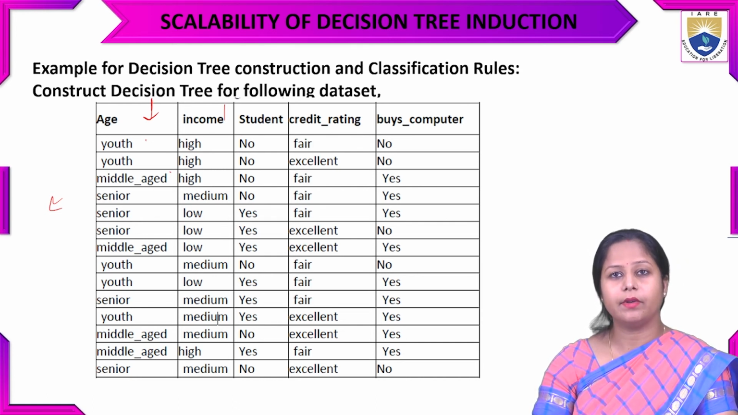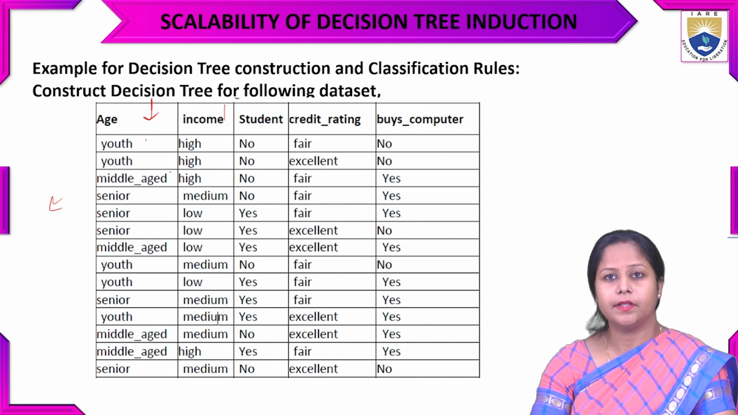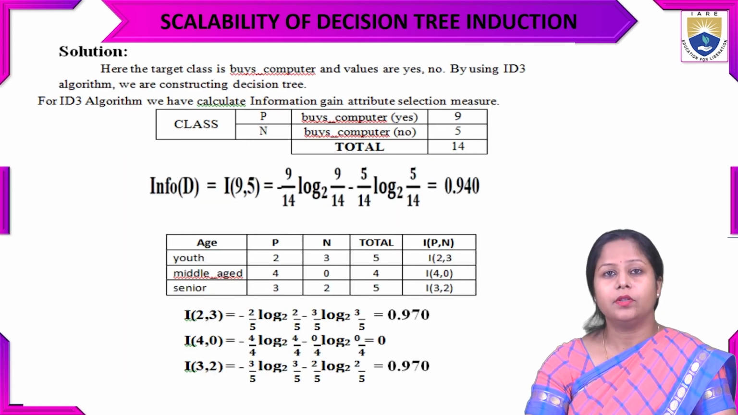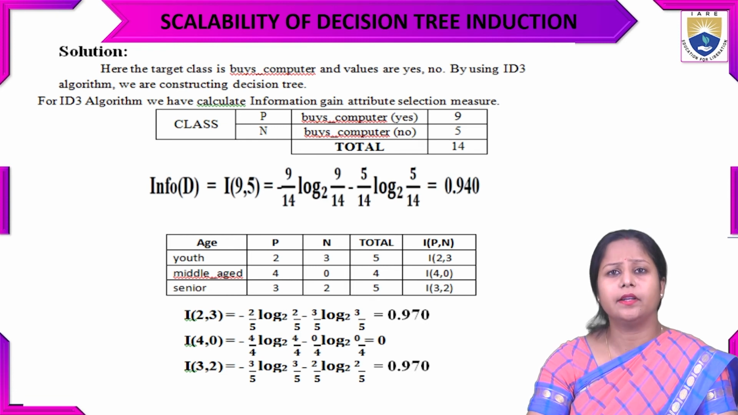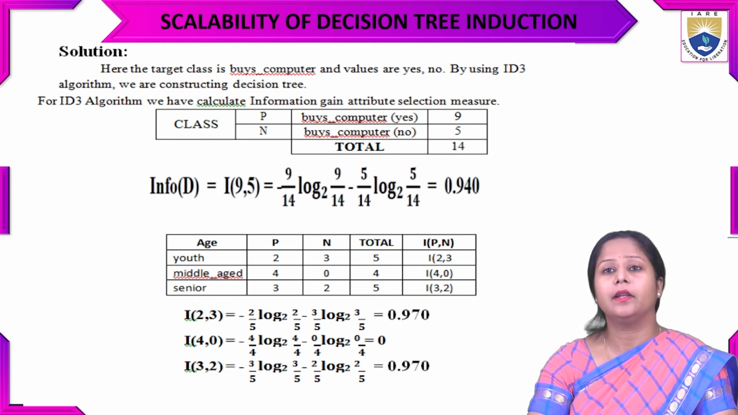For the student we have yes and no. For the credit rating we have fair, excellent. These are the two classes. For buys computer, yes and no. These are the two classes. So to solve this table, the target class is buys computer and the values are yes and no, which we have seen in the earlier table.